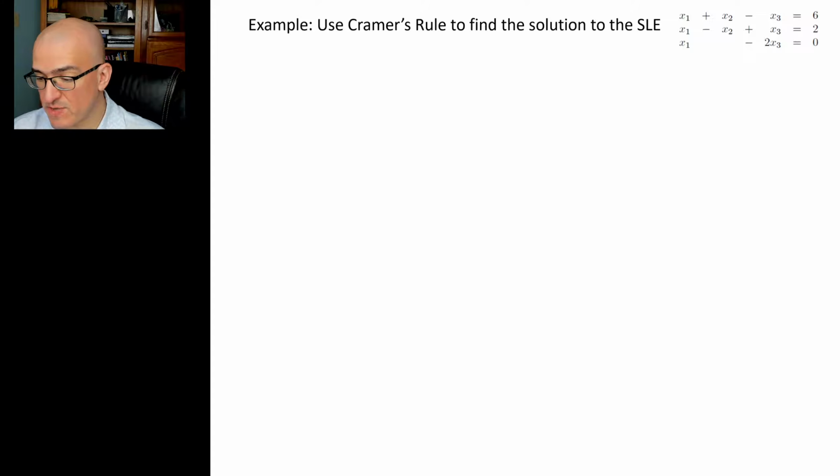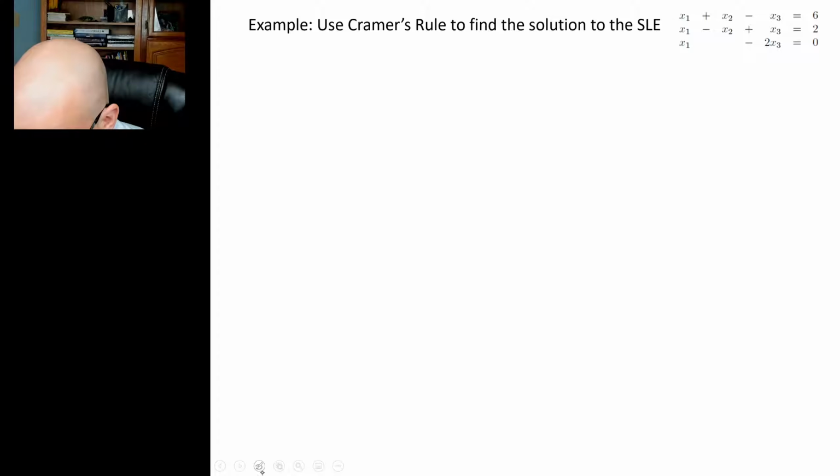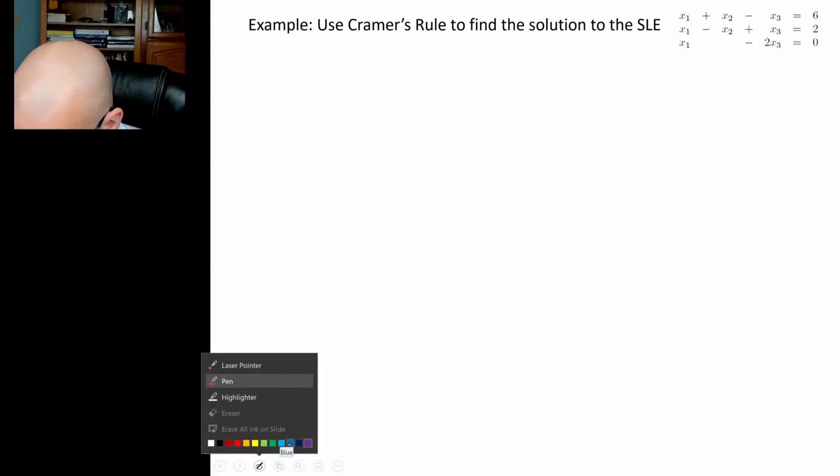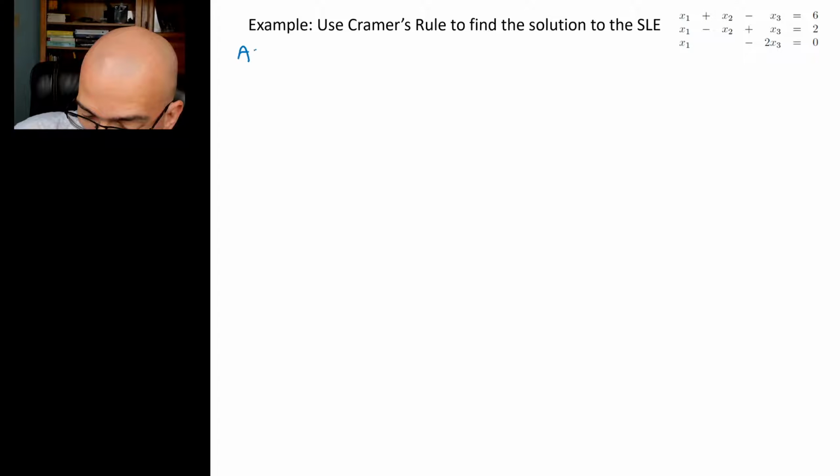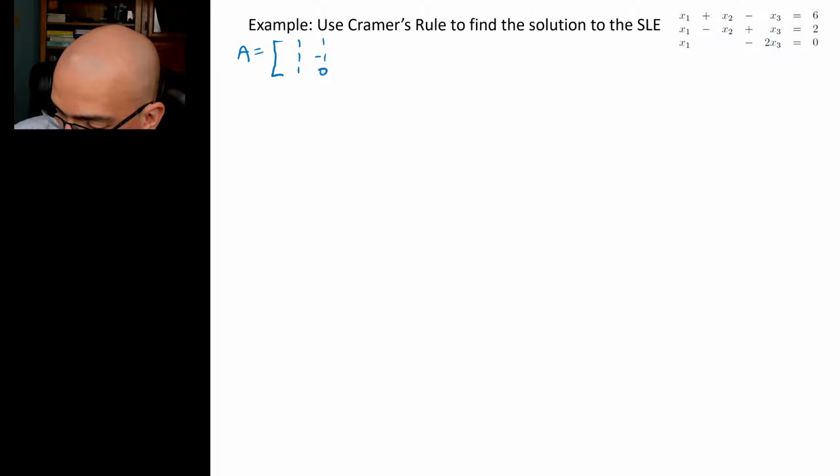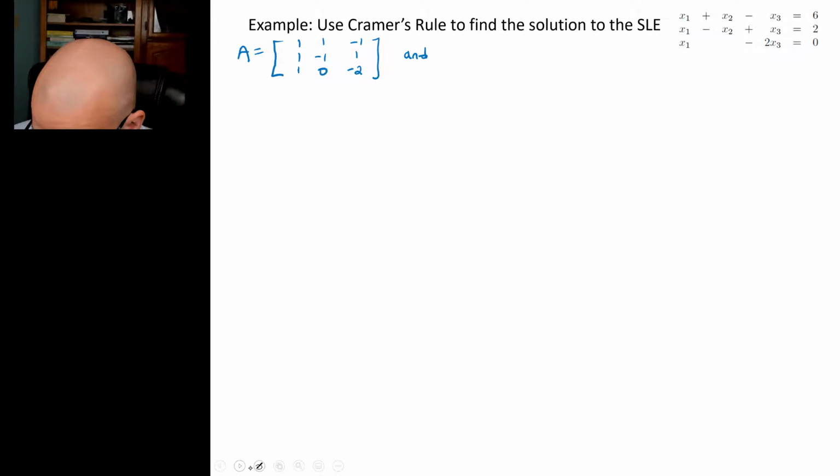Okay, so let's use Cramer's rule to find the solution to that system of linear equations that we already calculated the replacement matrices for, but we'll do it again. So we have our coefficient matrix A, given by 1, 1, 1, 1, negative 1, 0, negative 1, 1, negative 2. And I'll color code this one, and B is equal to 6, 2, 0. Yes, we already did this.